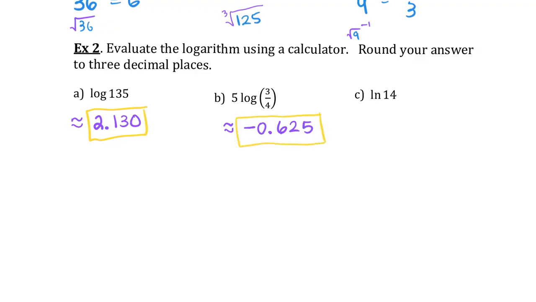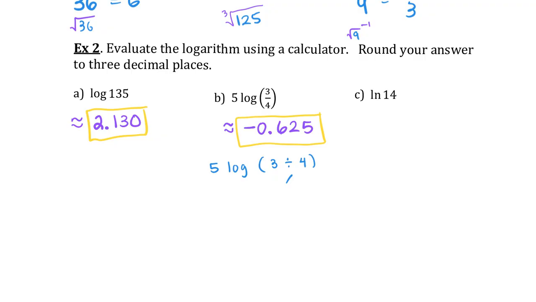On your calculator, you probably are going to type 5 log. Depending on your calculator, you might need a parenthesis, and then a 3, and then a slash, or you might need a divide. 4, and then a parenthesis. Try it like that. Sometimes you have a slash instead of a divide.